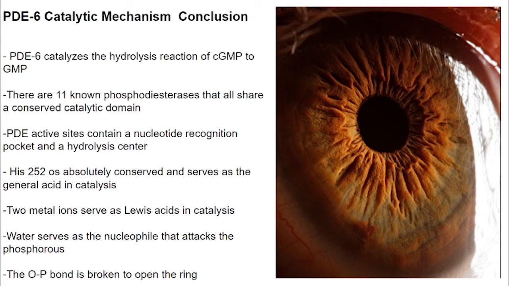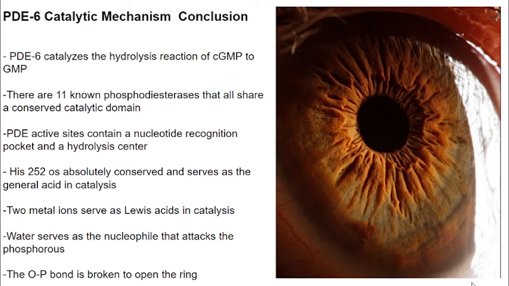A couple of points I'd like you to take away. PDE-6 catalyzes the hydrolysis reaction of cGMP to GMP. Phosphodiesterases are a family of 11 members that can be divided into 3 groups, which are the cGMP-specific group, the cAMP-specific group, and the dual cGMP-cAMP-specific group. All PDE active sites contain a nucleotide recognition pocket with a hydrolysis center and 300 amino acid sequence that is conserved across the family.